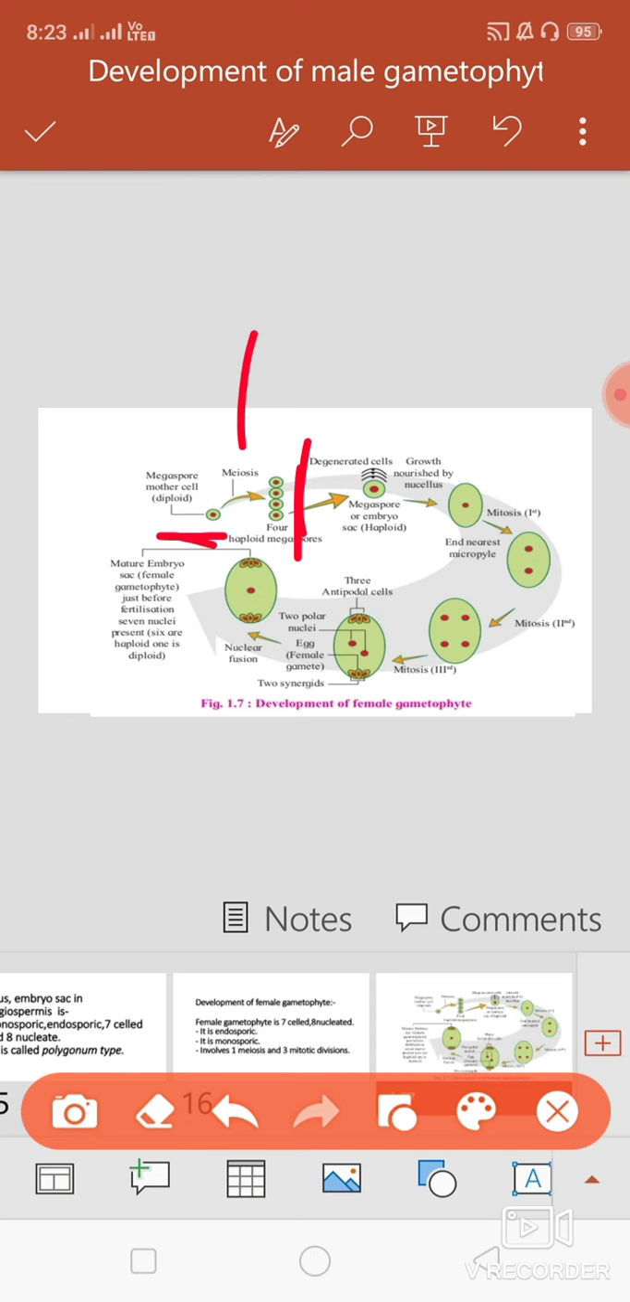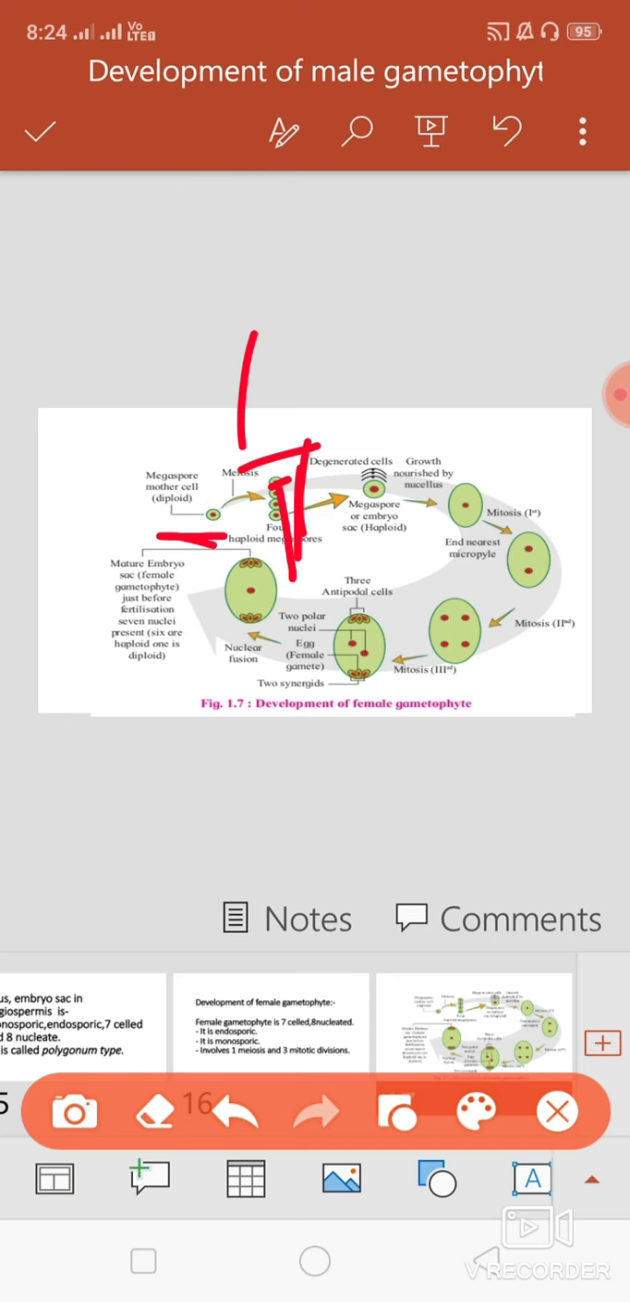So the first meiosis division takes place here. After meiosis division, 4 megaspores are formed. Out of these 4 megaspores, the lower 3 degenerate. Actually, the diagram here is wrong. The lower 3 cells degenerate, and only the upper cell, which is present towards the chalazal side, becomes functional, right? Out of 4 megaspores, only 1 megaspore, which is present towards the chalazal end, is functional, and the remaining 3 degenerate, right?